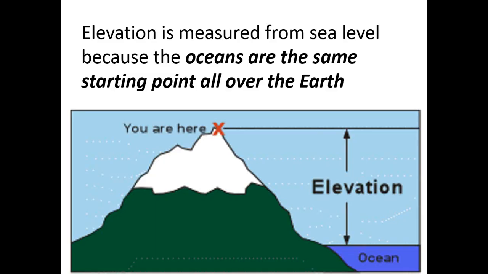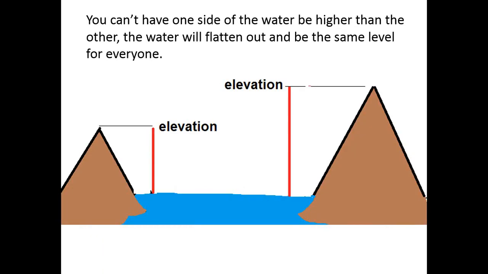It turns out elevation is always measured from the ocean, because the oceans are the same no matter where you are on the planet. Water basically lies level. You can't have water at a tilt. So the elevation of the ocean, no matter where you're at, is pretty much the same. So if everybody uses the ocean to measure from, everybody's going to have comparable measurements for elevation.